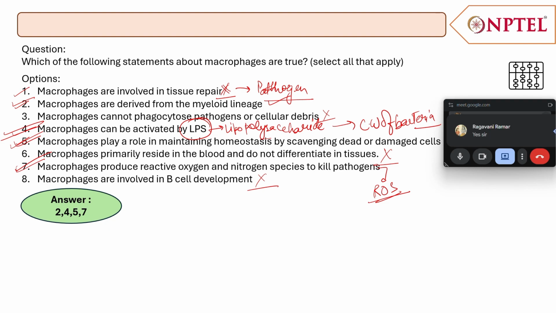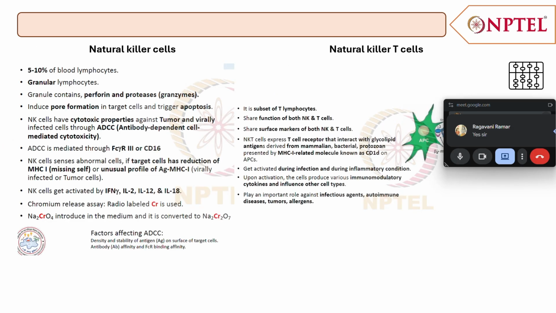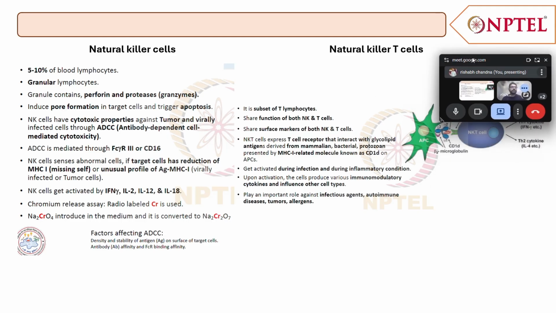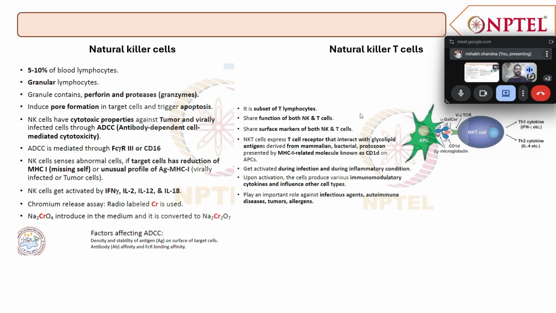Okay, so let's move forward. Now we are moving on to the lymphoid progenitor cells. So till now we discussed the myeloid progenitor cells that are involved in the immune system. Now we are moving on to the lymphoid progenitor cells. First is the natural killer cells or the natural killer T cells.